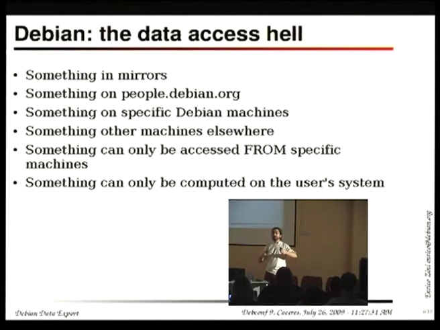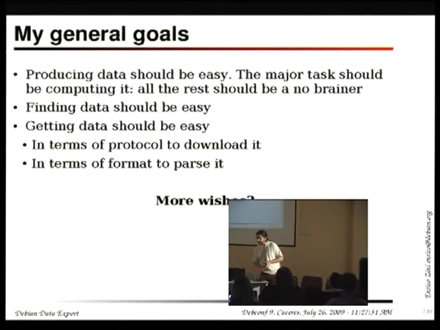Something can be computed only by cooperation between the user machine and the server, such as package recommendation. Because in order to compute that, you need to index all the popularity contest submissions and then query that using information about what packages are installed in a user system. So we got a bit of all of that.